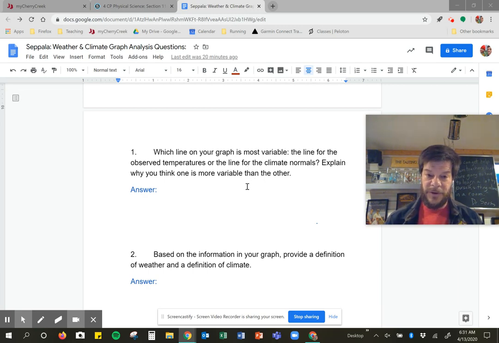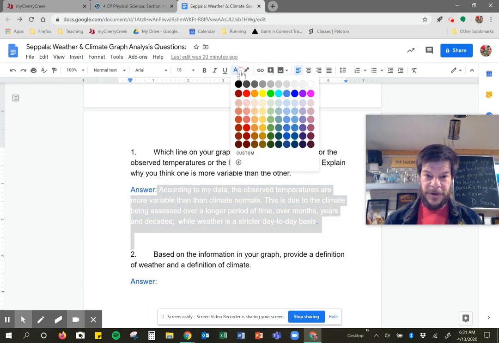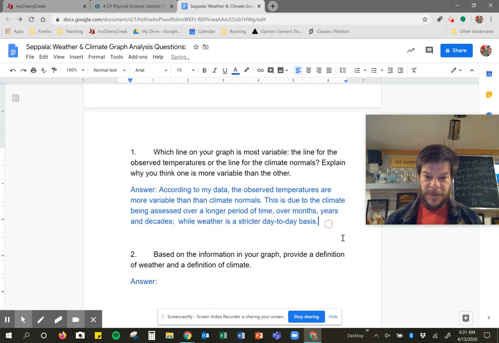So here's our first question. Which graph is most variable? Which one changes the most? So if I go here and here, there is the answer that I came up with. According to my data, the observed temperatures are more variable than the climate normals. Why is this? Explain why you think one is more variable. This is because climate is assessed over a longer period of time, months, years, even decades. Weather is much more day to day.